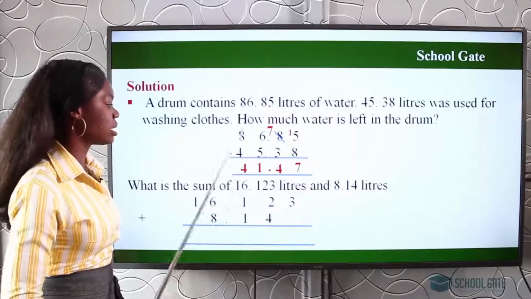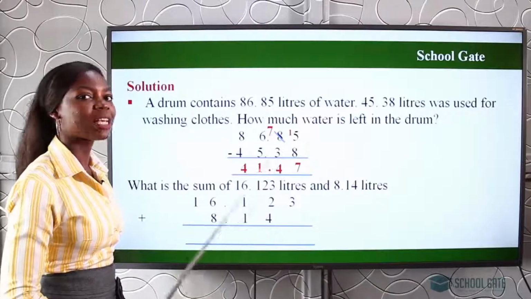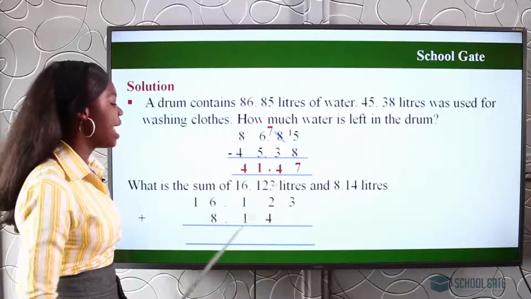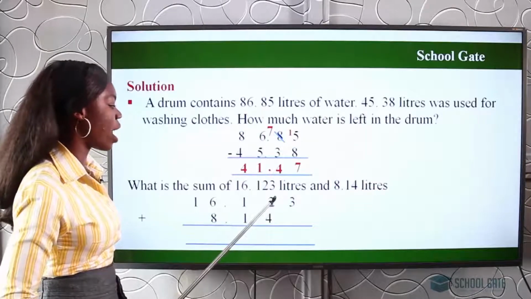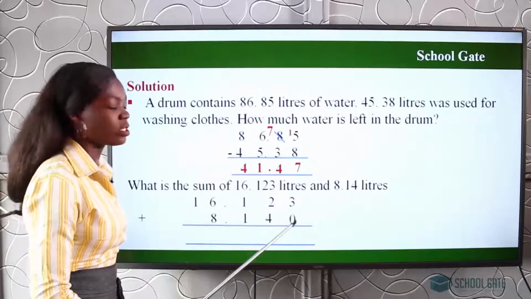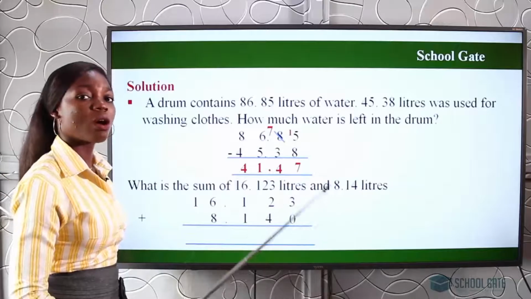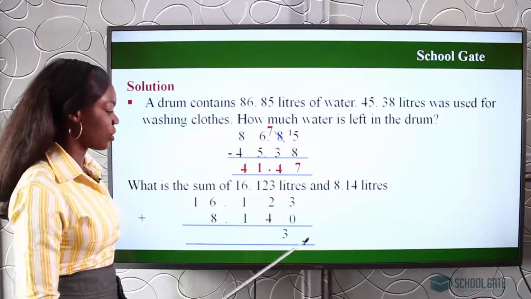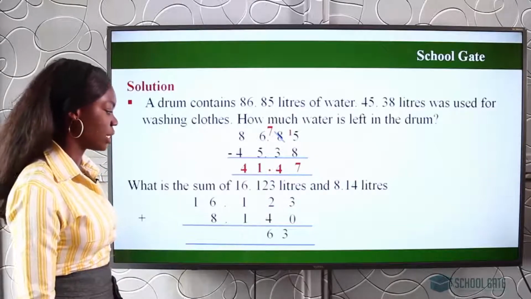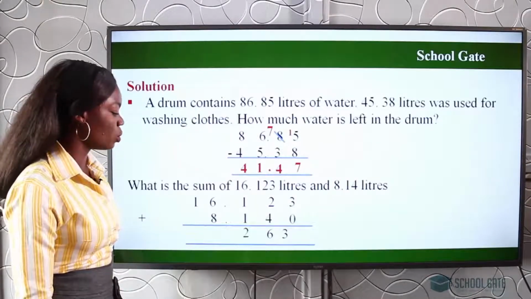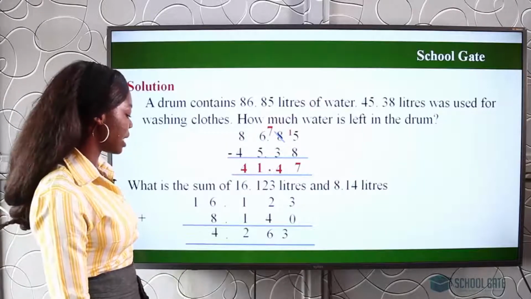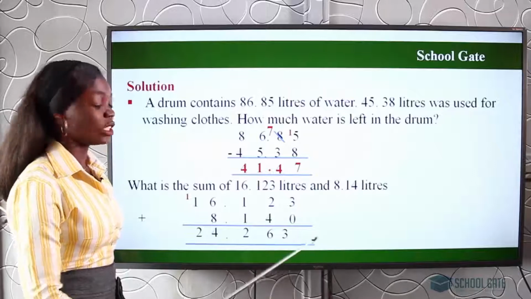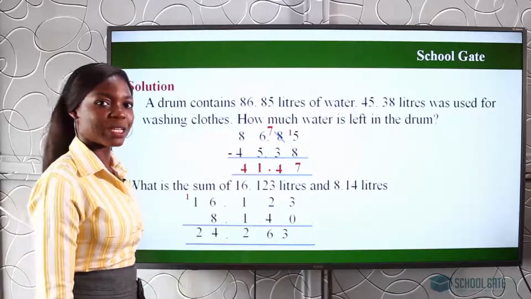Okay? What is the sum? Sum has to do with what? Additions. So you have your 16.123 and then you have your 8.14. So we put our 0 to make our additions complete. 3 plus 0 will give us 3. 2 plus 4 will give us 6. 1 plus 1, 2. We have our point. 6 plus 8, 14. Carry 1 and then we have our 2. If you got this as your answer, clap for yourselves.